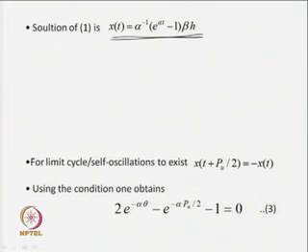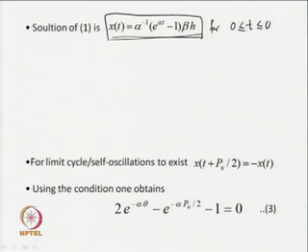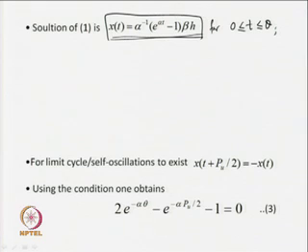So, the solution of 1 has been found in this form for the time range 0 is less than equal to t is less than equal to theta. What about when t is greater than equal to theta? Let us find the solution for that time range first.